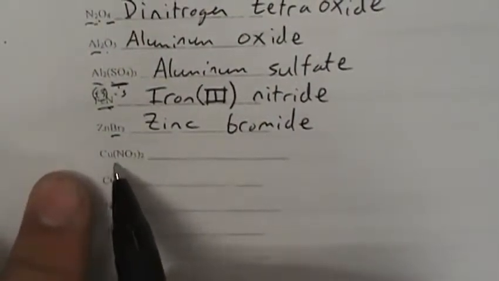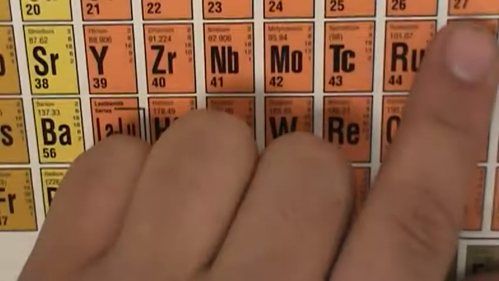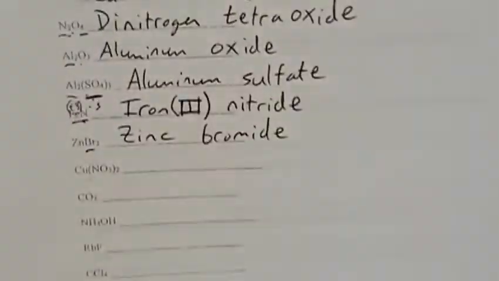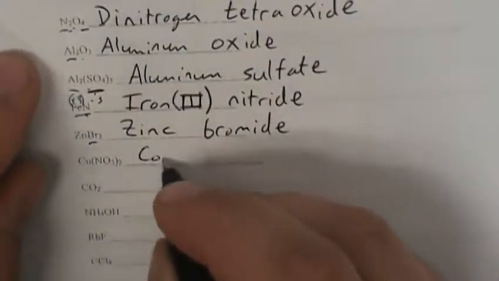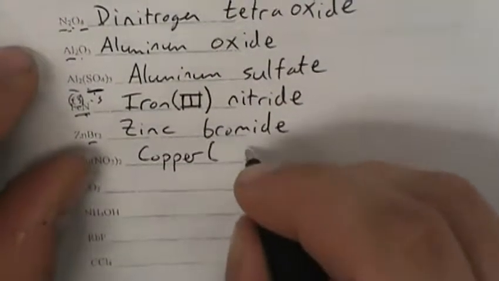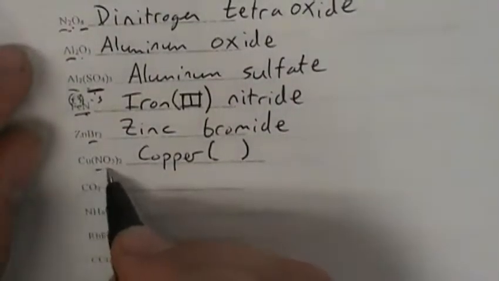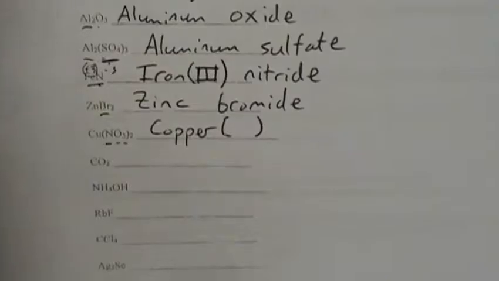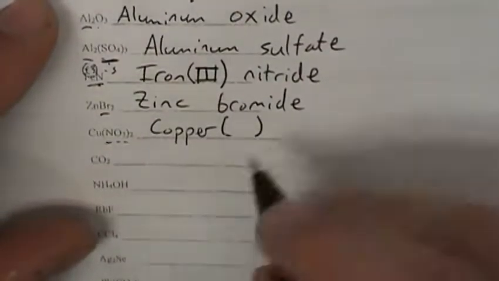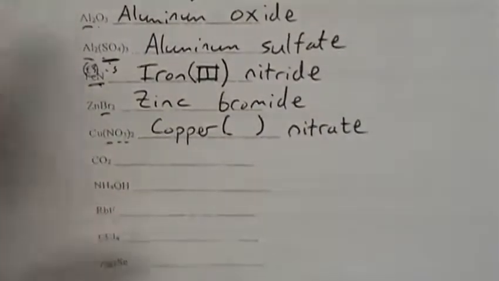Alright, Cu(NO3)2. Well, Cu is copper, another transition metal, over here in period 4. So we're going to write copper. I know I need a Roman numeral because it's a transition metal, so I'm going to put some parentheses, and we'll come back and fill in the Roman numeral in a second. NO3, if we look that up in our reference tables, we see that the polyatomic ion with the symbol NO3 is called nitrate, A-T-E.